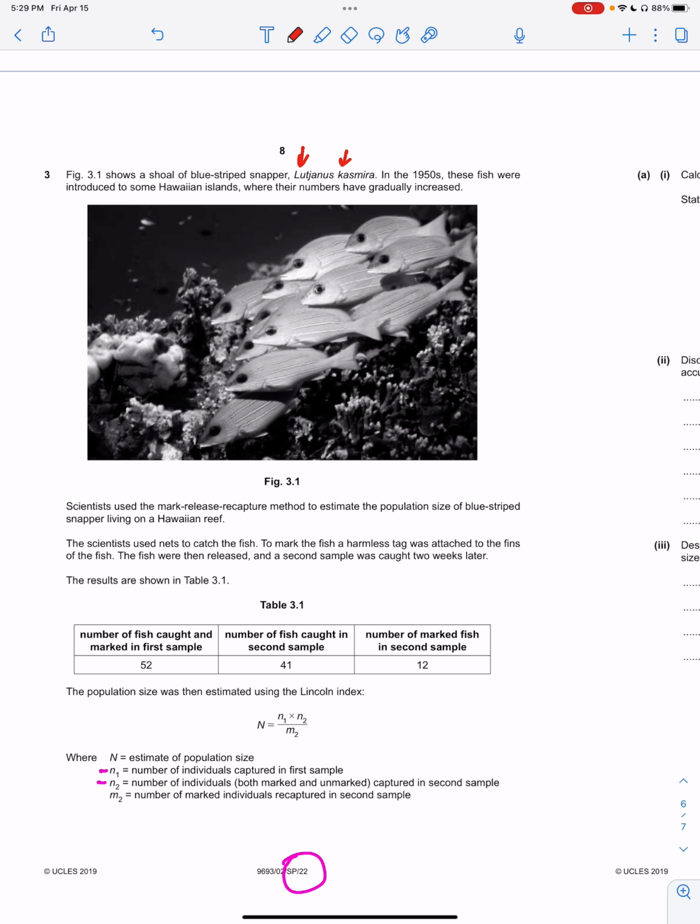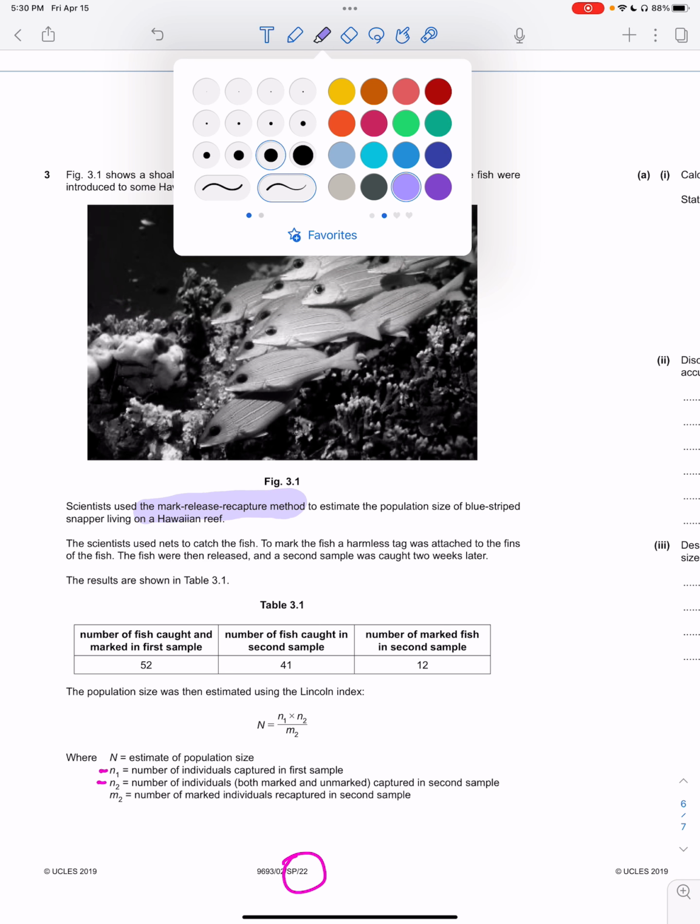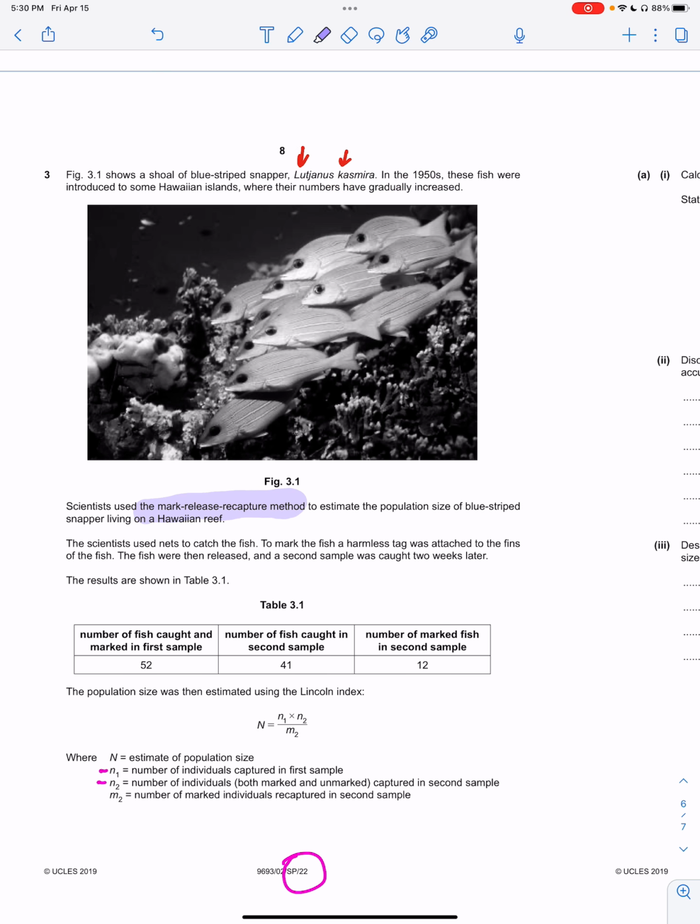Okay, scientists use the mark and recapture method to estimate the population size of those snapper living on the reef. The scientists use nets to catch the fish, so not a hook, because you want minimum damage as possible. They mark the fish with a harmless tag. I like that they mentioned harmless, because you don't want to have a negative effect on your organisms. It was attached to the fins of the fish. The fish were then released.